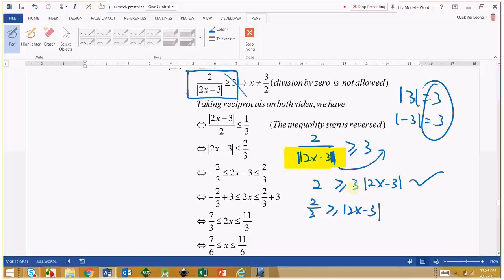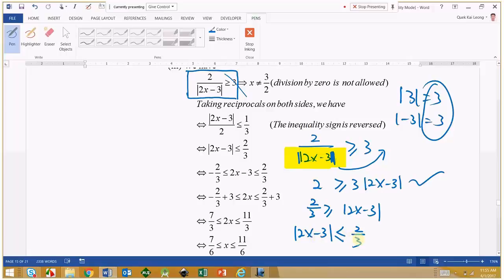Now I bring the 3 over and make the absolute 2x minus 3 the subject of formula. Notice this is smaller than, so the smaller than is with the 2x minus 3. If I switch to the other side, this smaller than still follows the 2x minus 3. So 2/3 is with the bigger one. 2/3 is here.